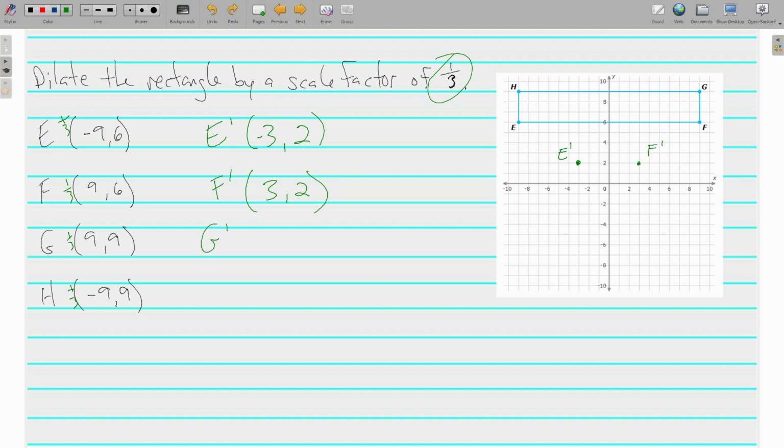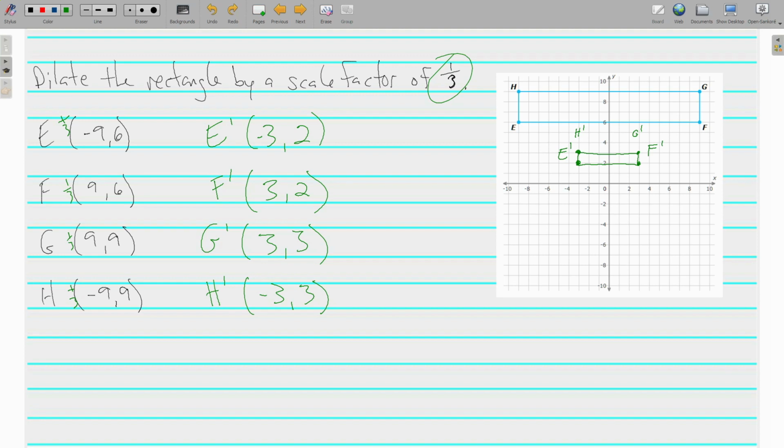G prime, a third of 9 is 3, a third of 9 is 3. So we are at 3, 3 for G prime. And H prime will be at negative 3, 3. E, F, G, H prime. There we go. And I connect the dots, and I still have a nice and pretty rectangle. It's just been dilated by a scale factor of 1/3.